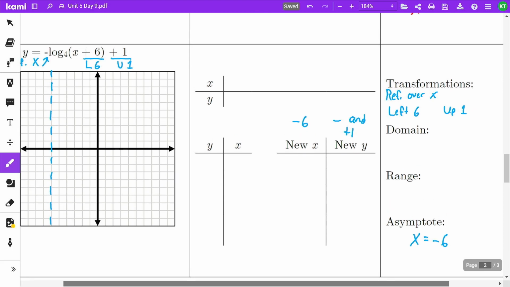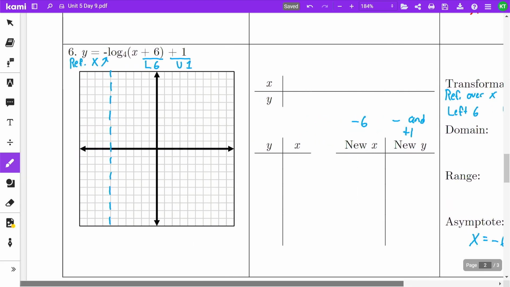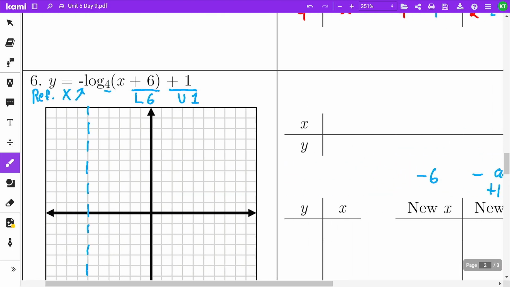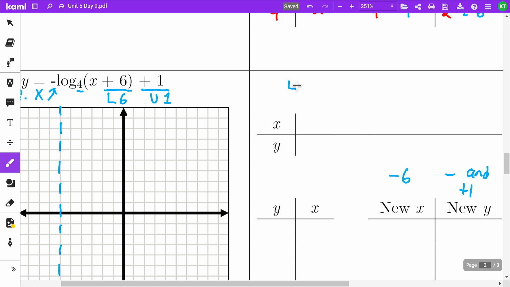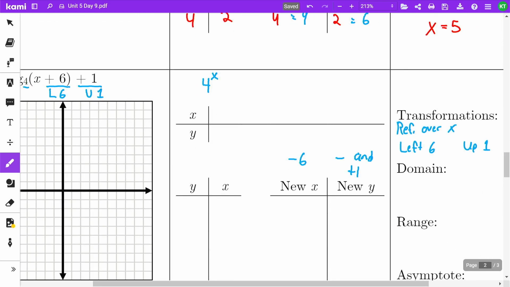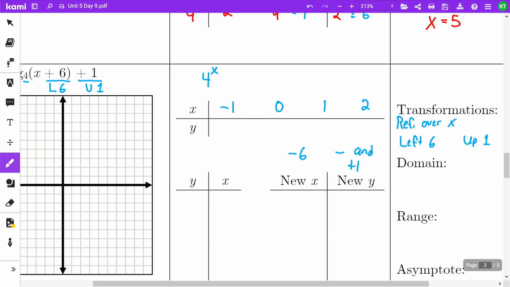Now we can go ahead and make our tables. My base here is 4. So the exponential we're going to be working with is 4 to the power of x. So let's go ahead and make a table for that of negative 1, 0, 1, and 2. 4 to the power negative 1 is 1/4. 4 to the power 0 is 1. 4 to the power of 1 is 4. And 4 to the power 2 is 16.